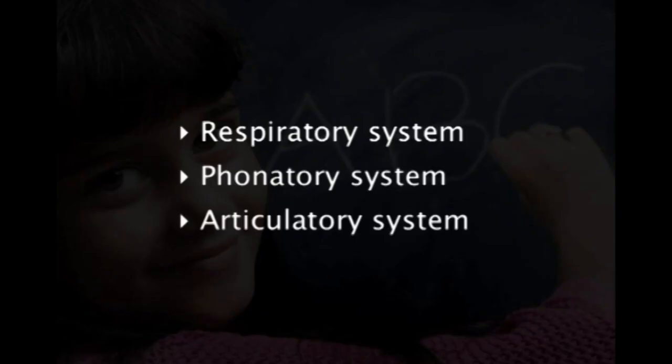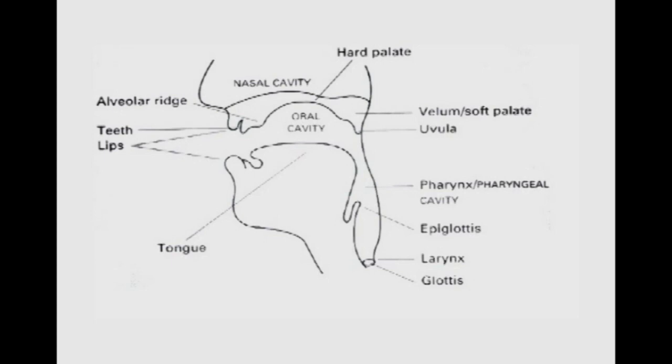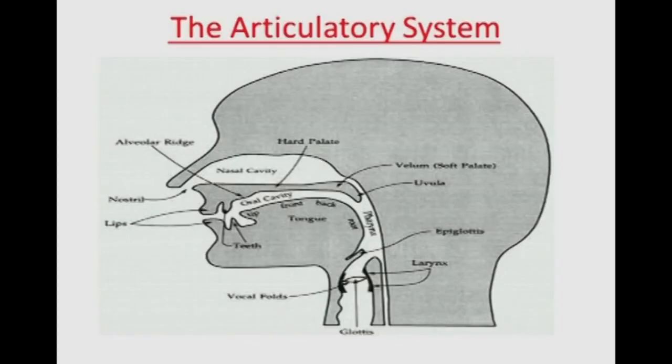Let us study the different organs of our body that are involved in speech production. These organs are set in different systems. First, there is the respiratory system, then the phonatory system, and then the articulatory system. Of all these systems, if we look at the diagram shown on the slide, the articulatory system is more important, because the organs in the articulatory system are the ones which produce a speech sound.